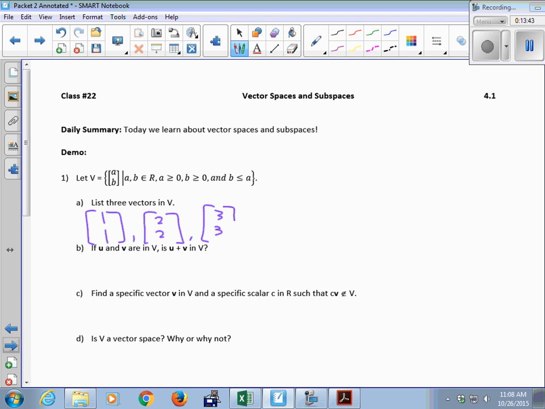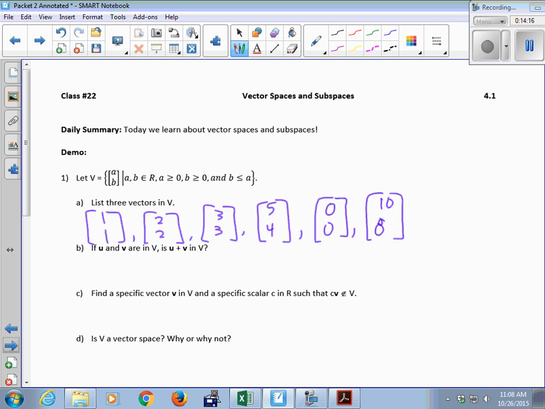Someone give me another one that doesn't look like (a, a). (5, 4). They're both positive, and b is smaller than a. That's good. How about one with some negative numbers? Oh, you can't, because a and b have to be positive. Good question. (0, 0) satisfies it. Yeah, like (10, 8). Good.